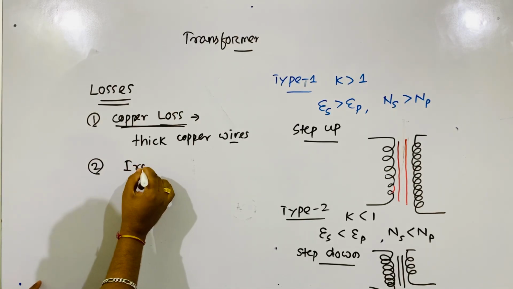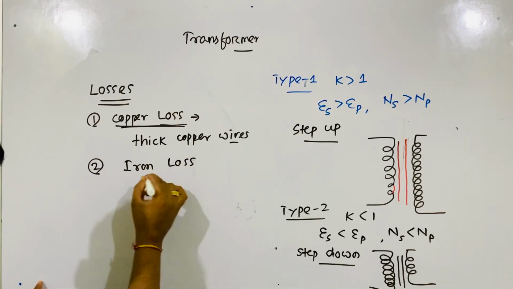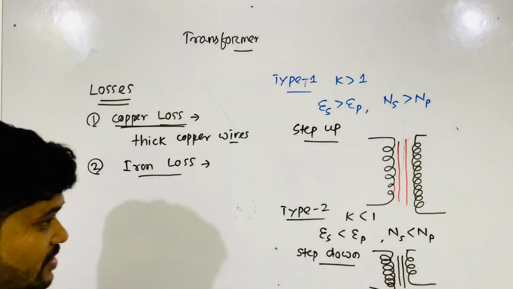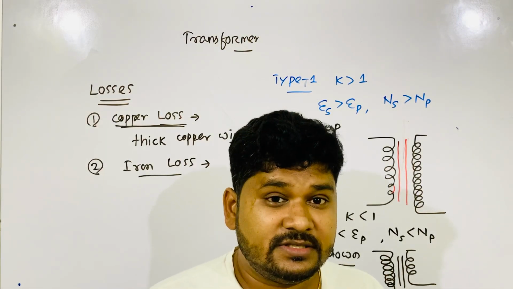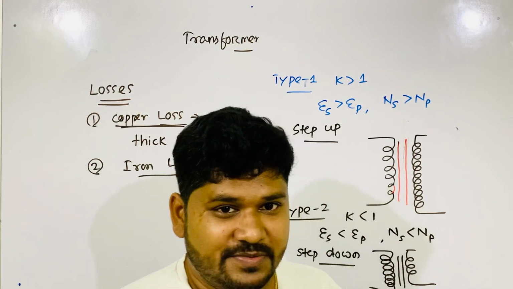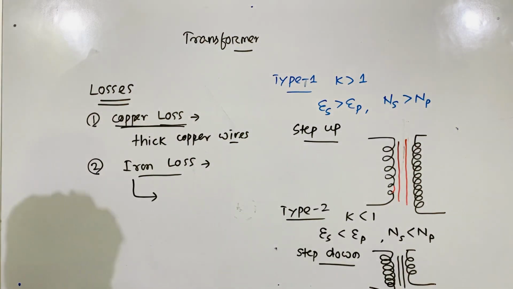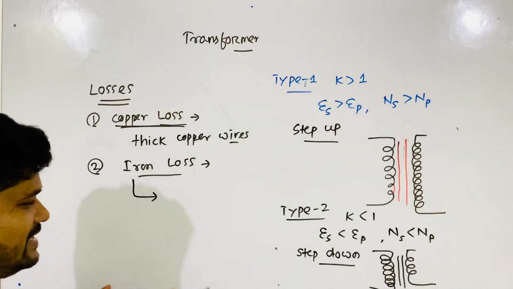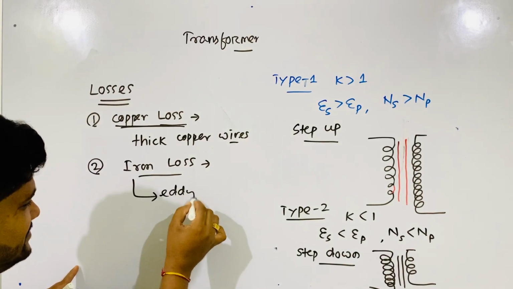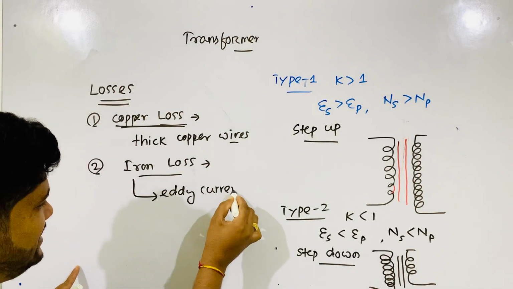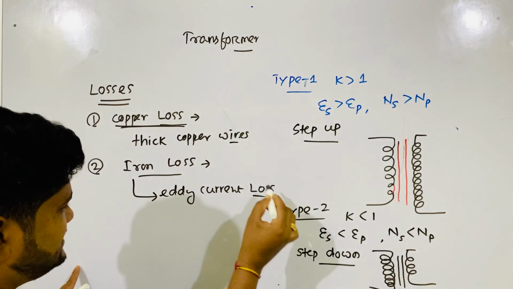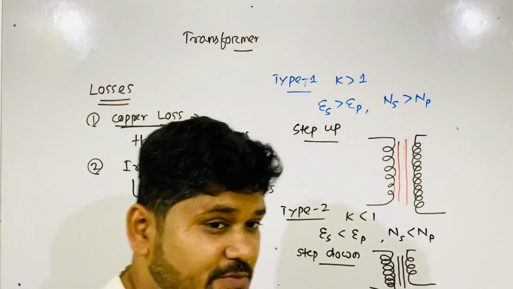Let's come to iron loss. What is this iron loss? What iron is there inside the transformer? Soft iron core. But this iron loss is of two types again. One is eddy current loss. What is this eddy current loss? Is eddy current also present here?